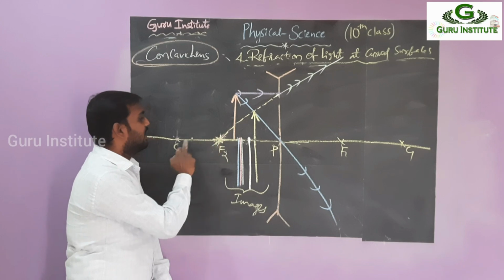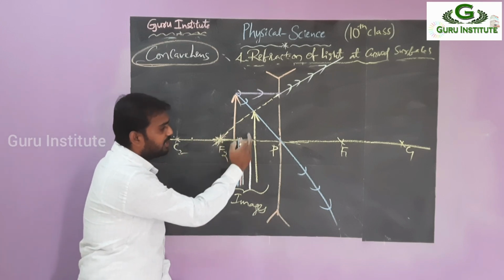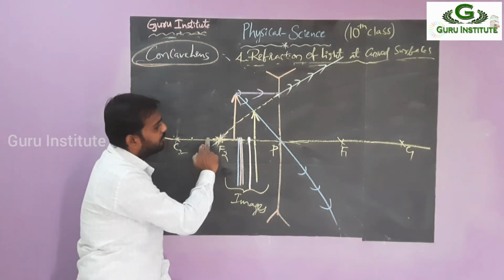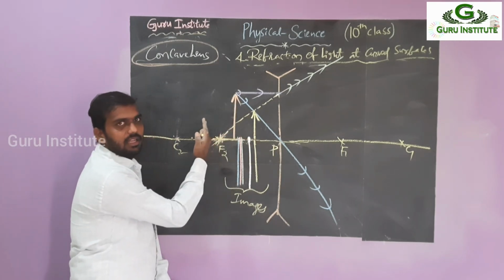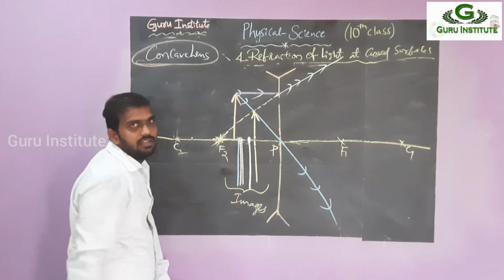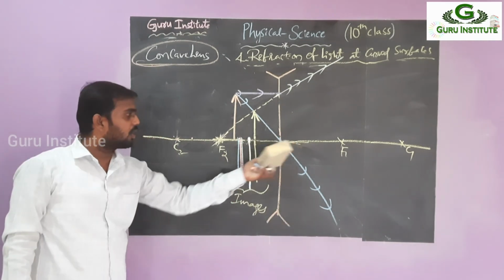Right. Next, between F and C, what happened? It is formed here, this white line. And between P and F, it again moved here. That means the image started here, moving gradually here, and again the image is moving back. So always it is moving in between pole and focus only.